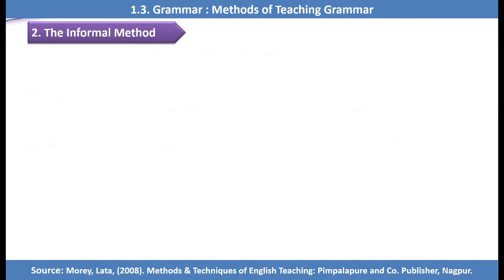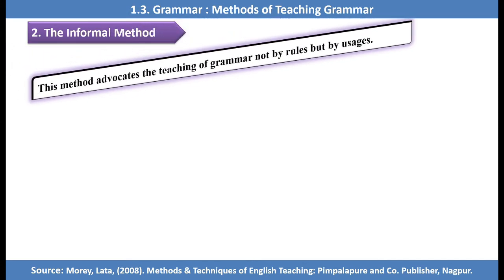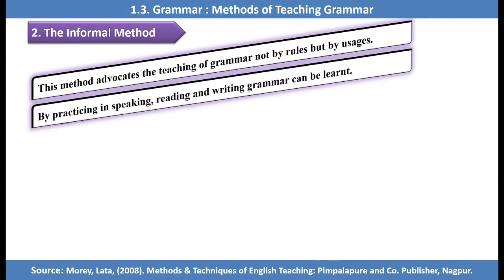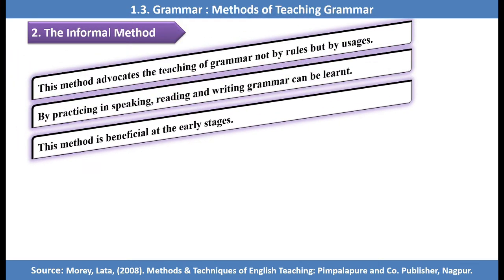Let's see the informal method. This is another very important method. This method advocates the teaching of grammar not by rules but by usage. In the last method we learned grammar by rules, but here we learn grammar not by rules but by usage. So usage is given more importance in this method. By practicing in speaking, reading, and writing, we learn grammar. That's why we say we learn it by usage.